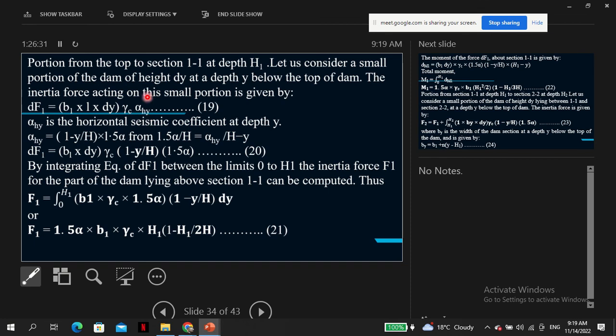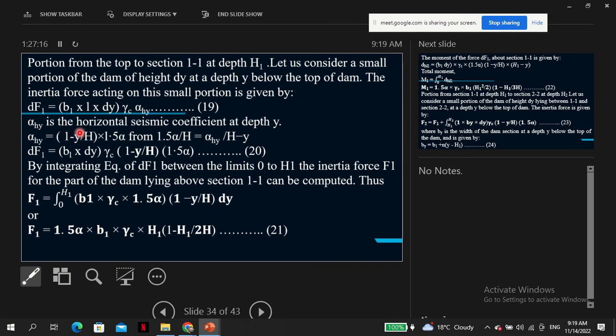So if we make alpha hy the subject of the equation, we end up with this, and then we say alpha hy divided by, something doesn't seem right there. Let me see. Alpha. Okay. So this is how to get the value of alpha hy.